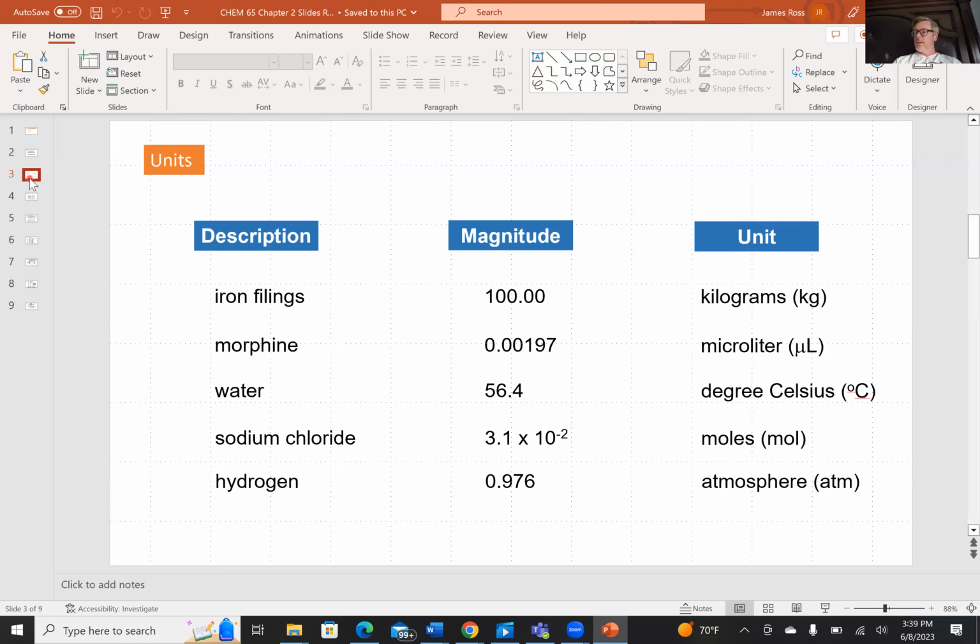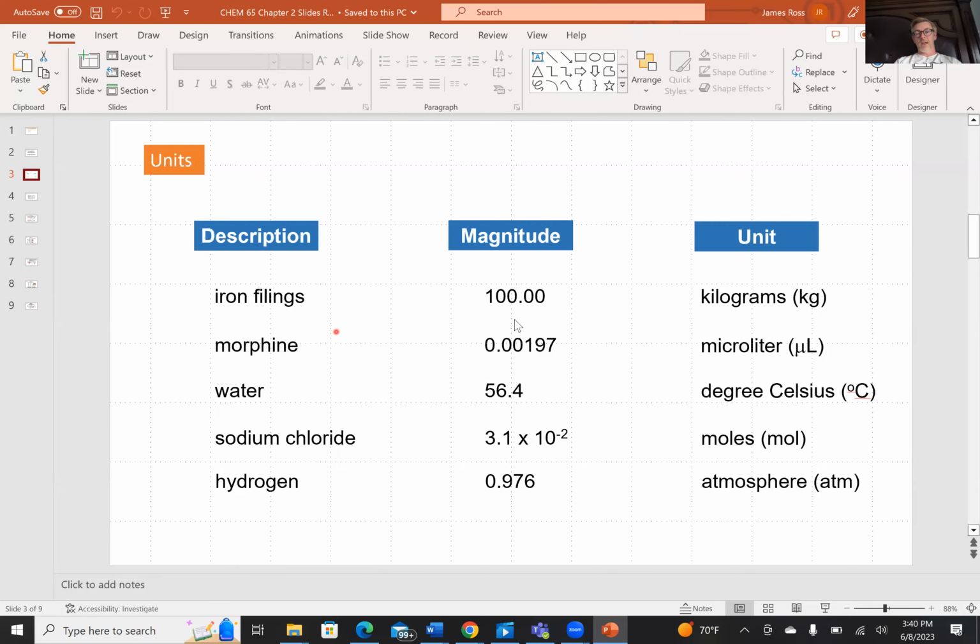Units. So whenever you record a value, you're going to probably give 3 things: a description of what the object is, the magnitude of the object, and the unit that the magnitude is representing. So for example, if you have some iron filings over in the corner of the room, you might want to know, okay, now I know it's iron filings. How many are there? Okay, there's 100.00. Okay, great. 100.00 what? Kilograms. Great. So I've got 100.00 kilograms of iron filings.